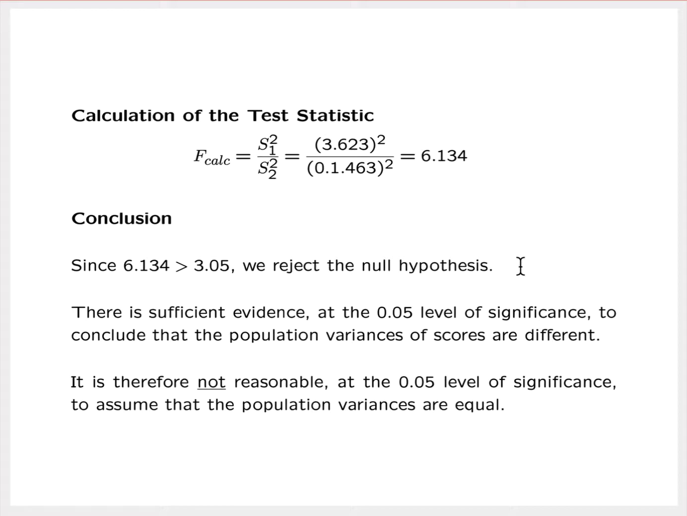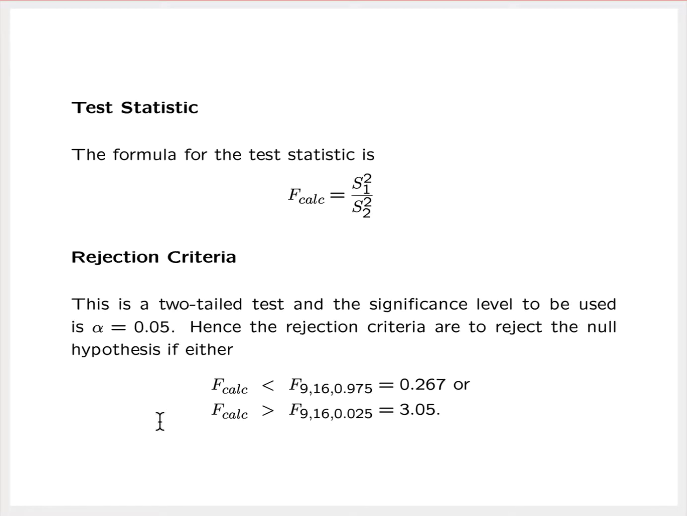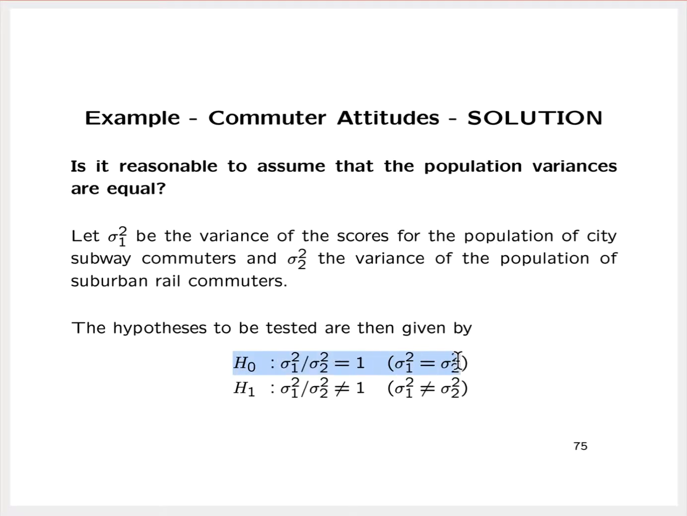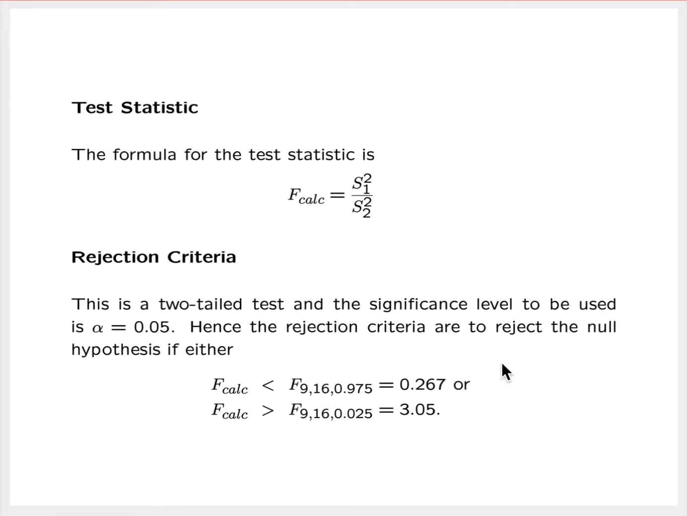And so there is sufficient evidence at the 0.05 level of significance to conclude that the population variances of the scores are different. And so it's not reasonable at the 0.05 level of significance to assume that the population variances are equal. And the reason that it's not reasonable to assume that is because we reject that assumption. That assumption is right here in the null hypothesis. Is it reasonable to assume this? Well, no, not at the 5% significance level, because we just rejected that null hypothesis.